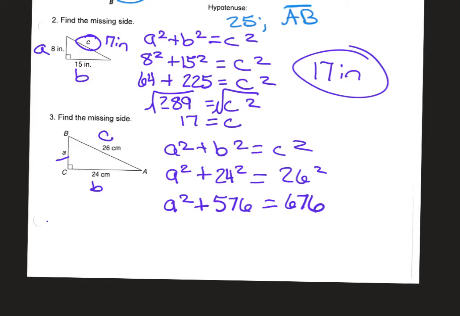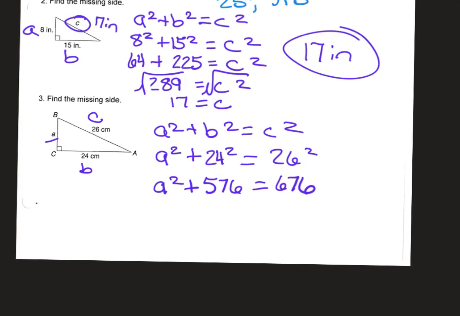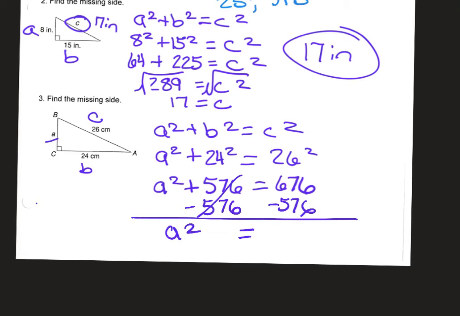Now we solve this just like we solve all of our one-step equations. We're going to subtract 576 from both sides. We want to get A by itself, right? So now that's gone, and we are left with A squared equals, if we subtract these, 100.